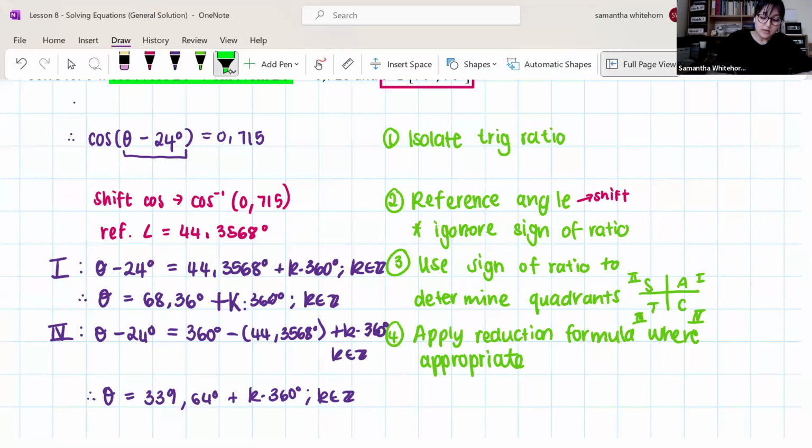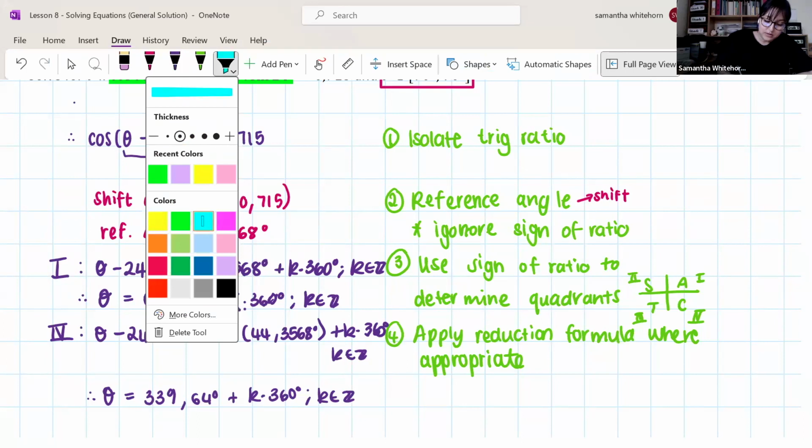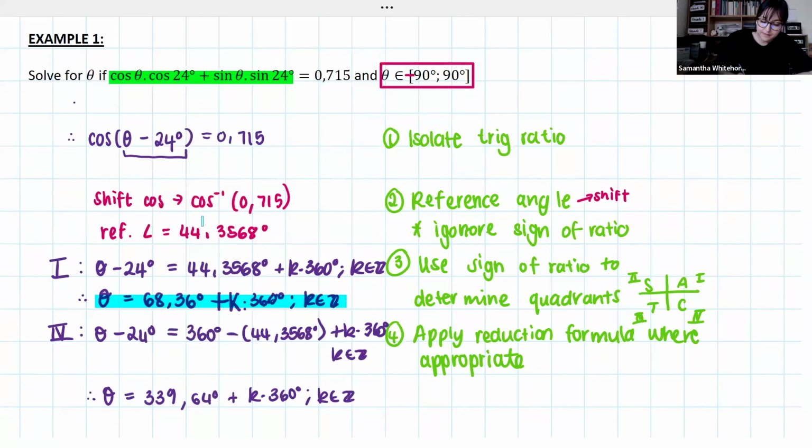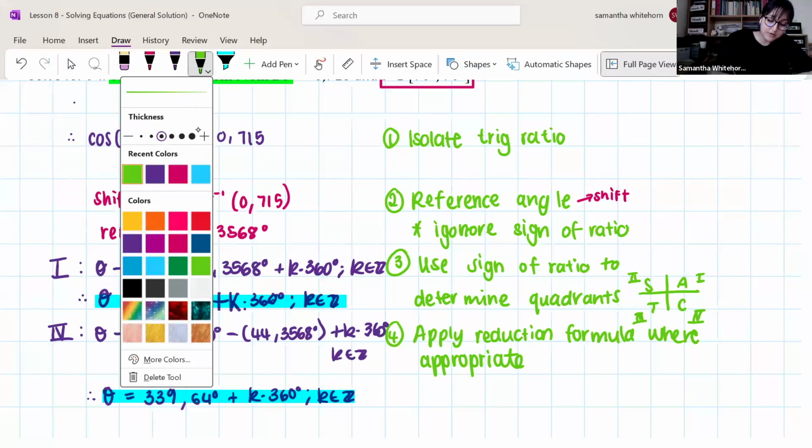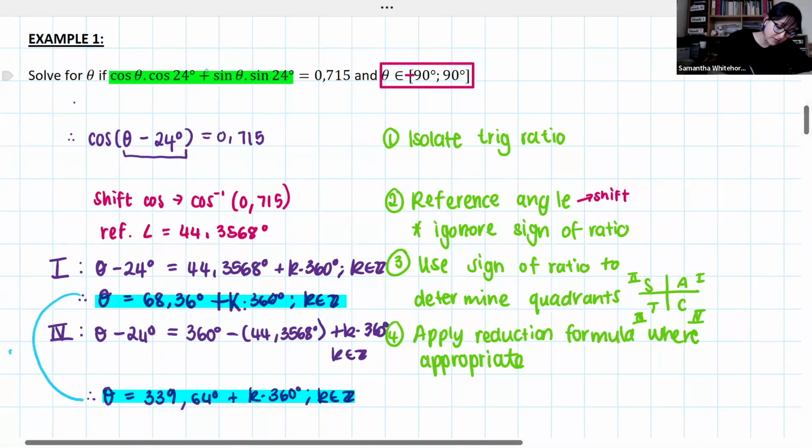Okay, these two things that we have just found, so this theta equals 68,36 and theta equals 339,64, these are what we call our general solutions. Sometimes, the question will say to you, determine the general solution. In this case, that wasn't the case. I had specific values I need to find. But just so that you know, if you're asked for the general solution, once you've essentially solved, you're done. That's the general solution. But this was not the case in this question.